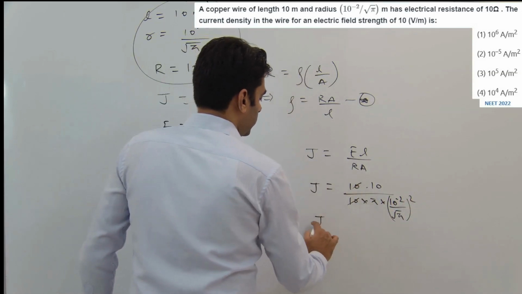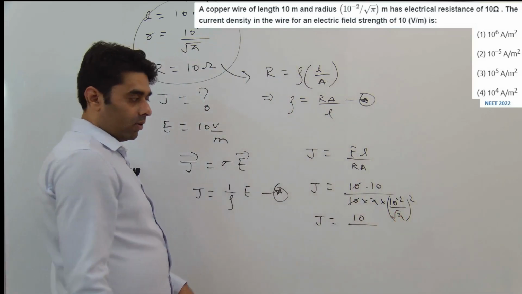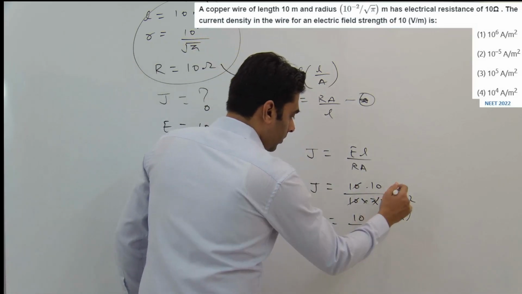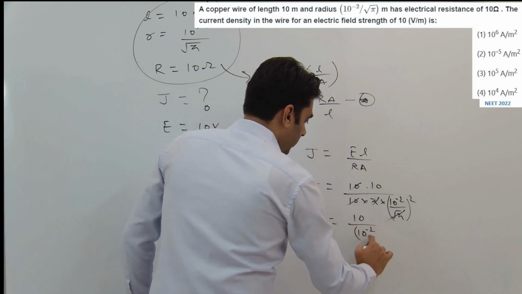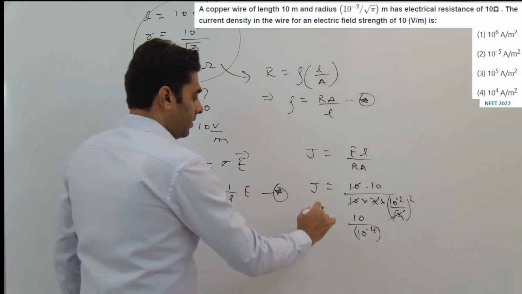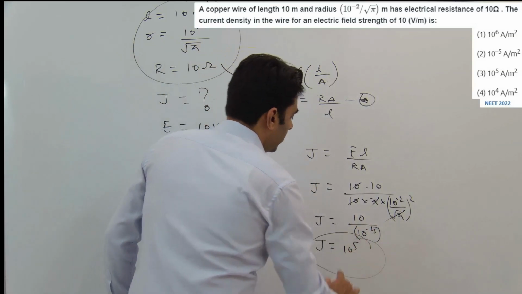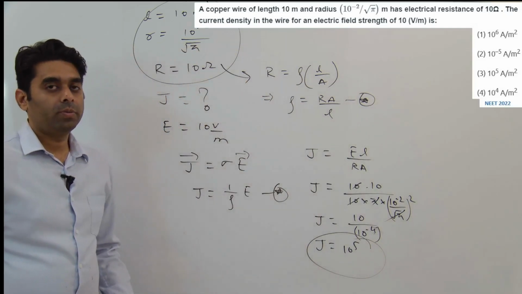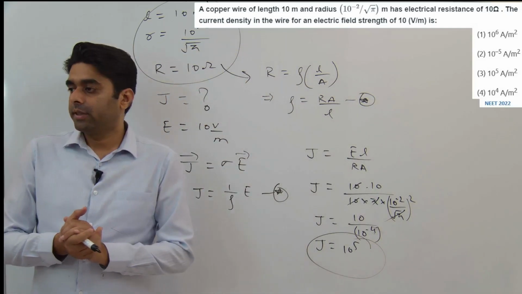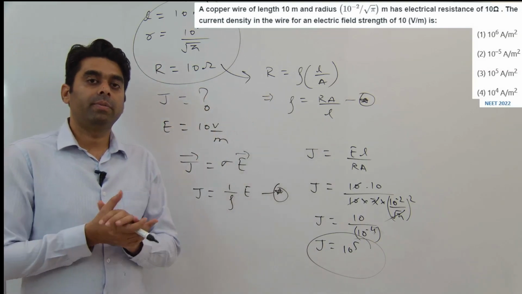10 cancels out. So J is equal to 10 by root pi square. So this one value will cancel out. We'll be having over here 10 power minus 2 whole square, which is 10 power minus 4. When we simplify it, it goes in the numerator and it becomes 10 power 5. So the current density value comes out to be 10 power 5. Which option is it? Option number 3. Option number 3 over here will be our answer.